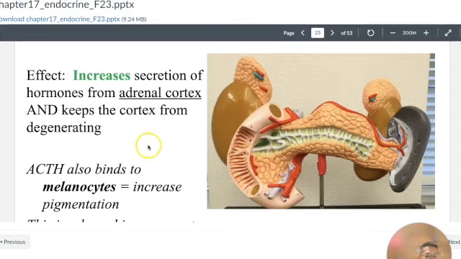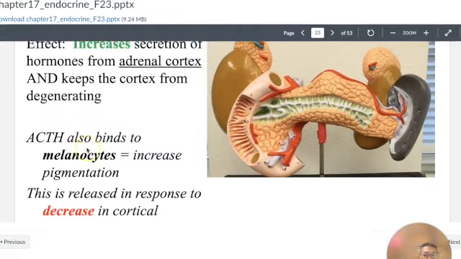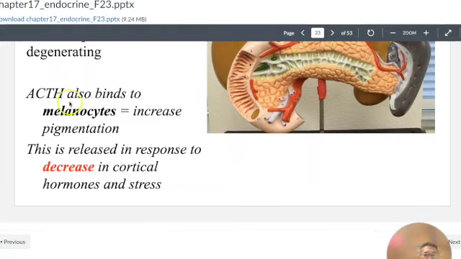Okay? Effect, it will increase secretion of hormones from the adrenal cortex and keep the cortex from degenerating. ACTH also binds to melanocytes. You remember melanocytes make melanin in your skin. It will increase pigmentation. This is released in response to decrease in cortical hormone and stress.